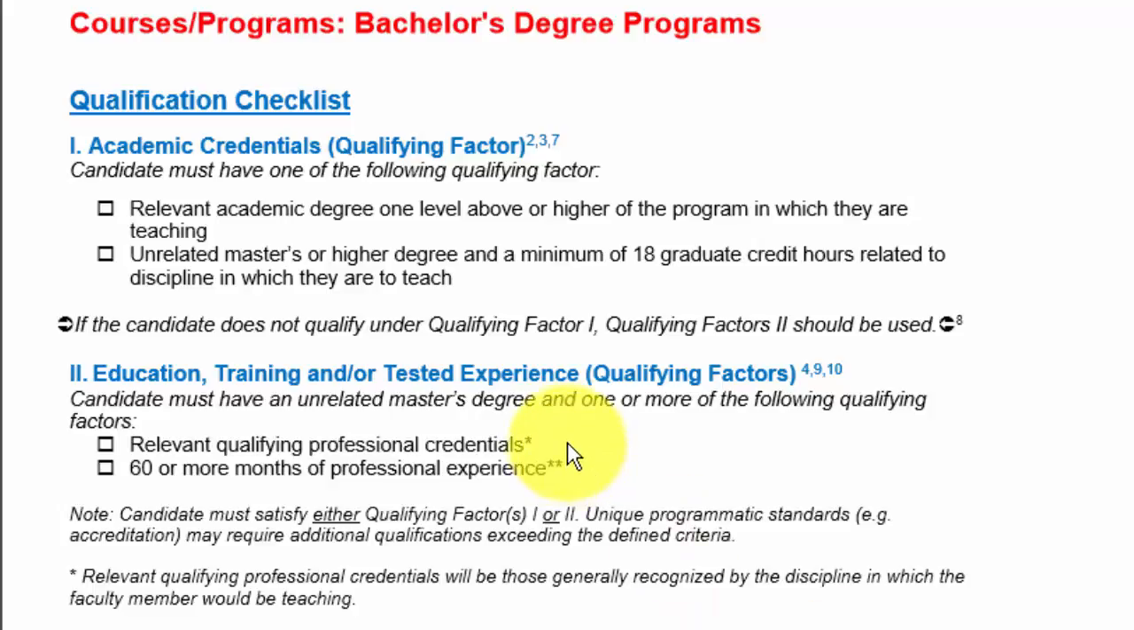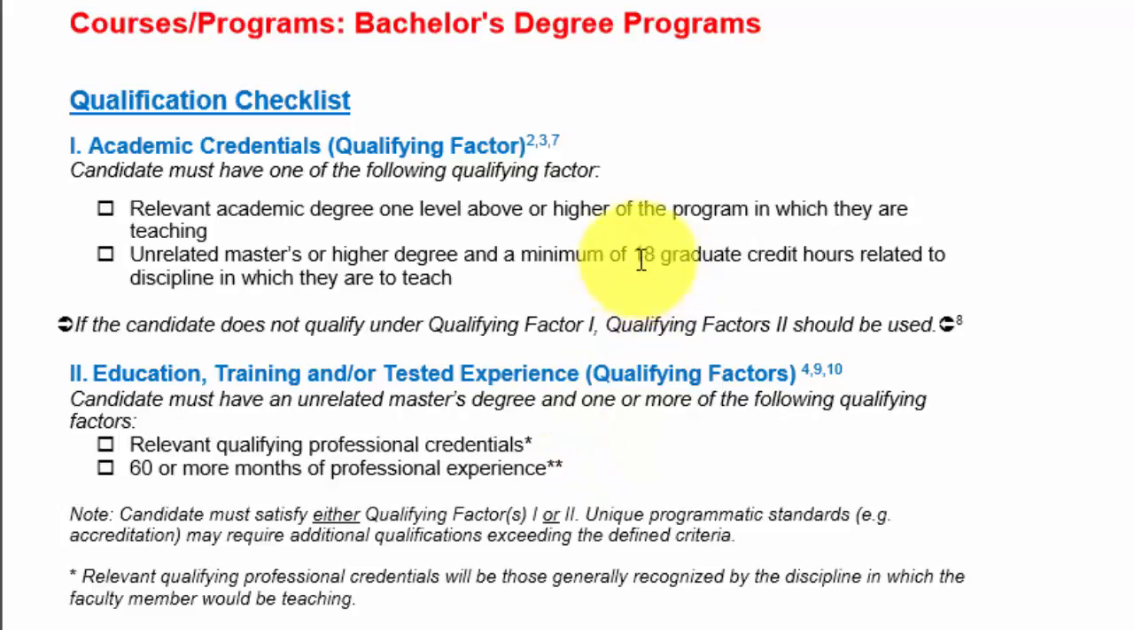So, Chris, why do you have "candidate must have an unrelated master's degree"? That doesn't make sense. Well, if they had a related master's degree, you would have qualified under Roman numeral 1 under academic credentials. So we know that if you didn't pass Roman numeral 1, you must have a master's degree, but it's not related to what you're teaching.